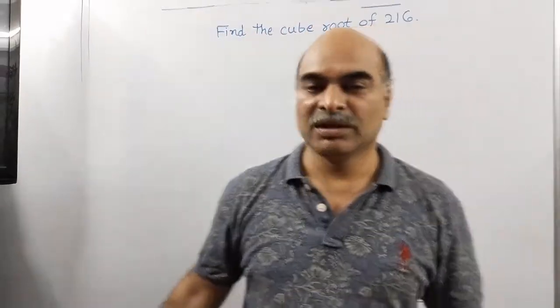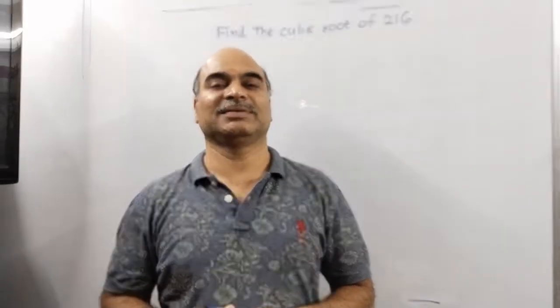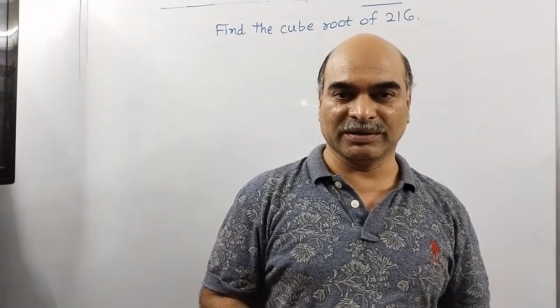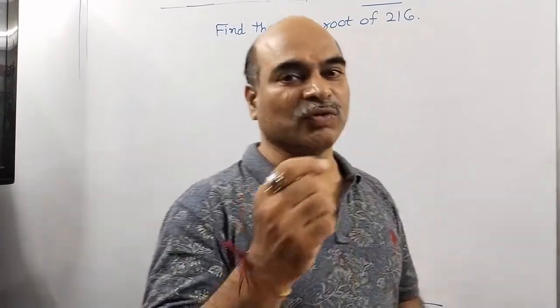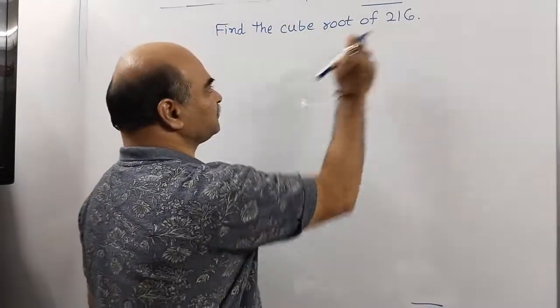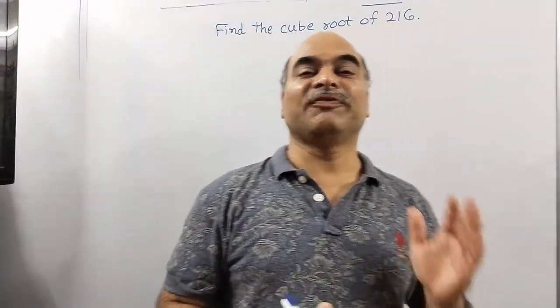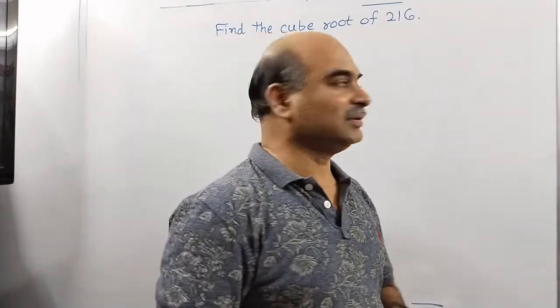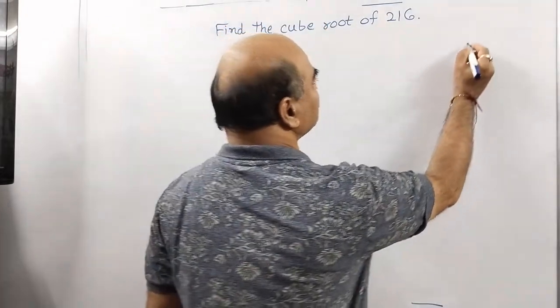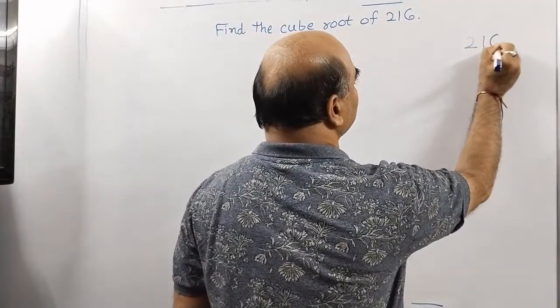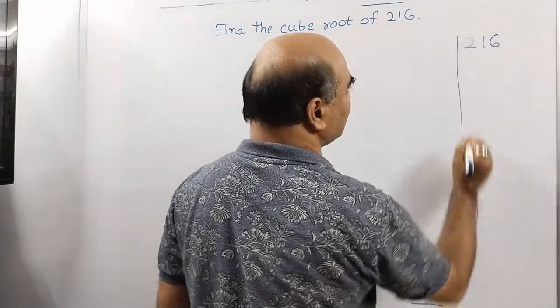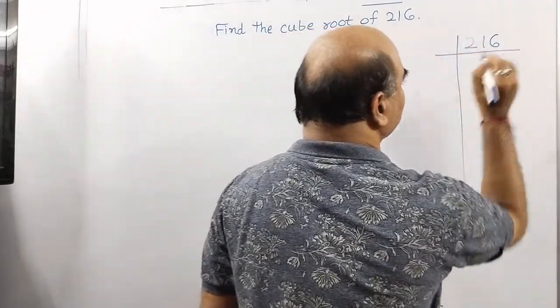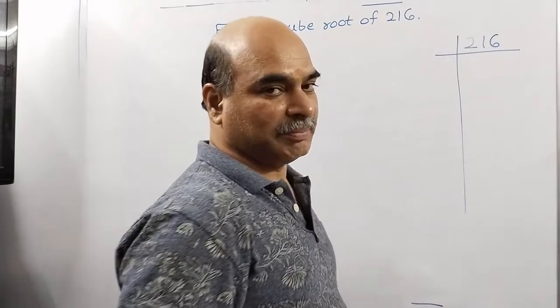Hello friends, here we are going to find the cube root of 216. How to find the cube root of 216? So first of all we have to find the factors of 216. For that we just write down 216 here and then we try to divide it by a number.